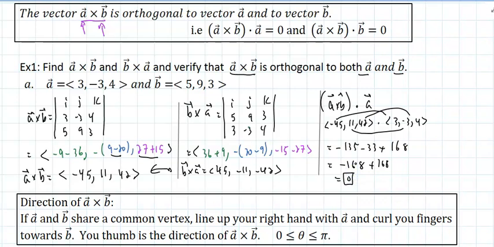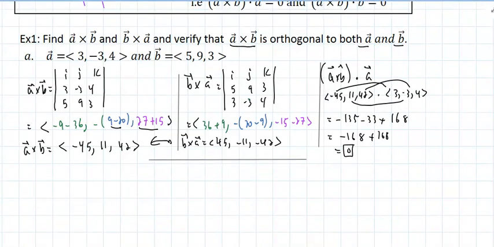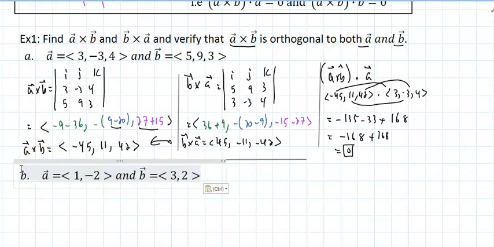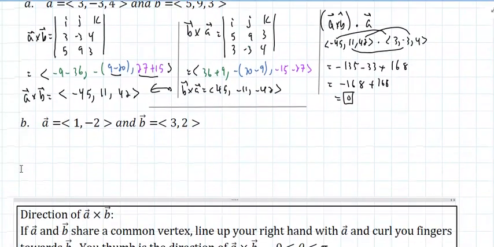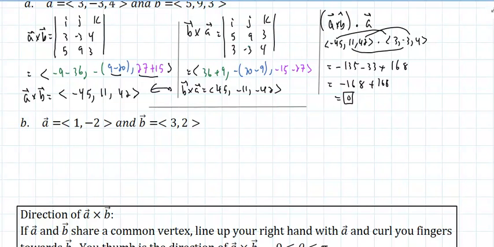And of course, if I take A cross B dotted with B, I will get a 0 as well. Hopefully you're going to take my word for it. Why would I lie? And if I looked at example B, now if I have 2 dimensions, I could really do the A cross B still.